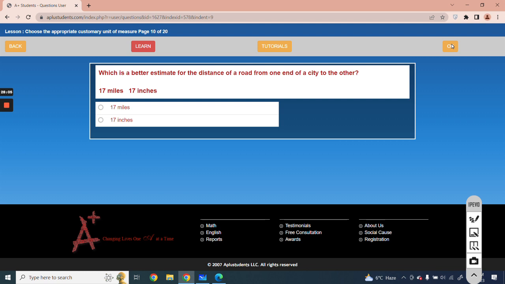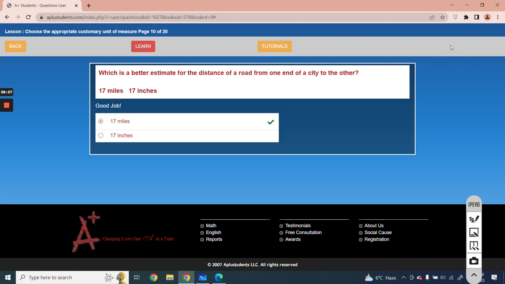Okay, which is a better estimate for the distance of a road from one end of a city to the other? So which is the correct option? 17 miles or 17 inches? Okay, good. That would be 17 miles, because 17 inches is too short. So it would be 17 miles.